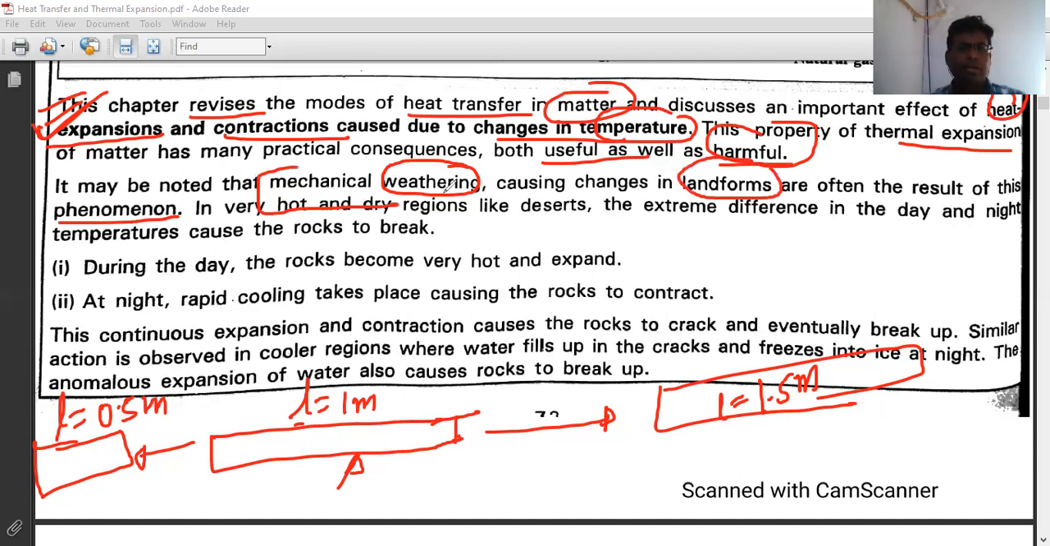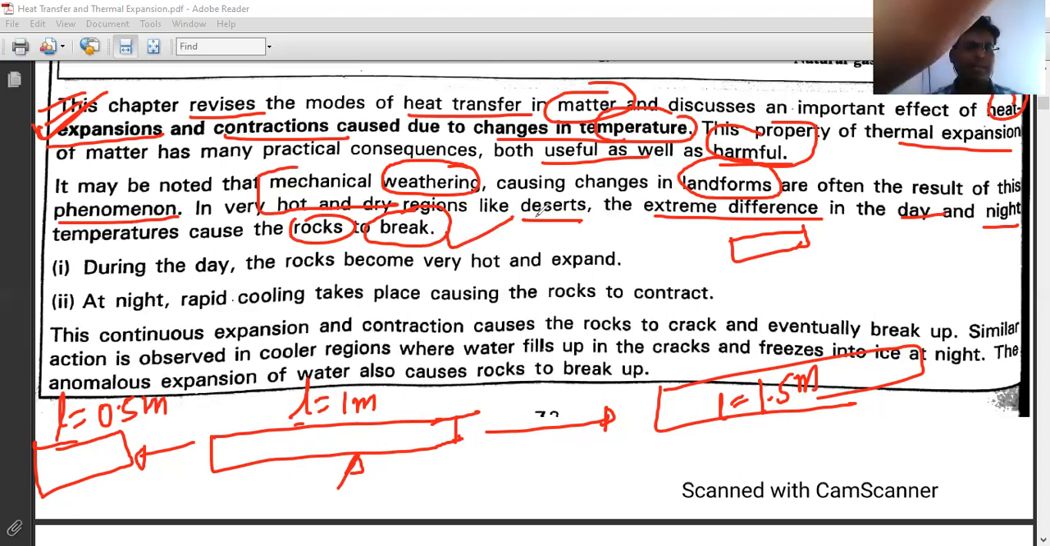So in very hot and dry regions like deserts, there is extreme temperature difference between day and night. So it causes the rocks to break. When rocks contract and expand, due to that reason, they break down, right? Due to the temperature difference between the night and daytime.